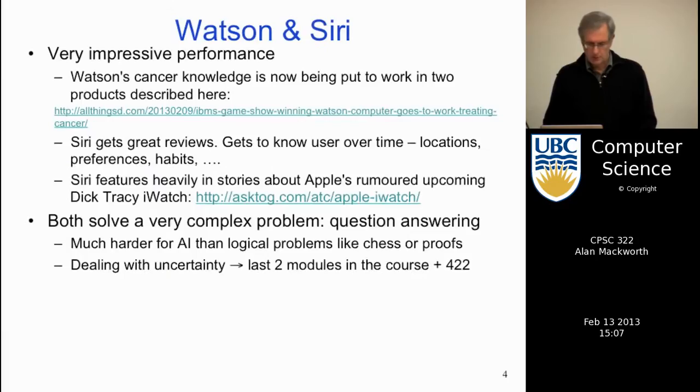Okay, so let's talk briefly about Watson and Siri. There are just a couple of links here you should be able to click on. That should work.